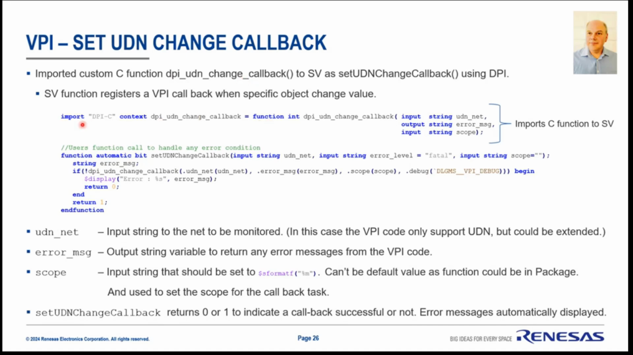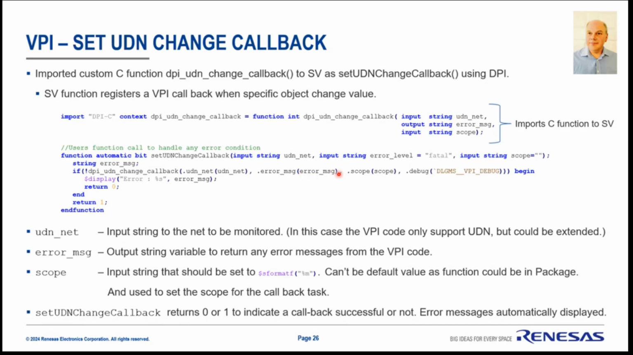We write the C function and then we import it in. That will be the name of the C function. This is the name I've given the SystemVerilog function. And then basically I've written a wrapper around it just to do some error checking. So when I call this function here, I pass UDN net, which is a string. So that would be the hierarchical path to the UDN net I'm wanting to monitor.